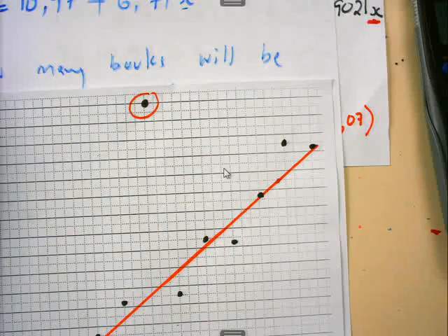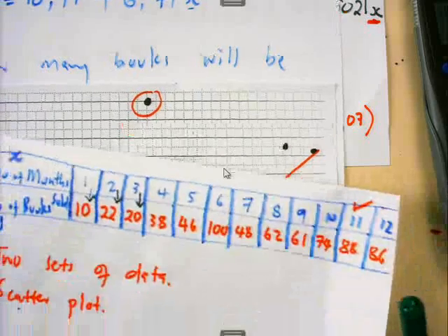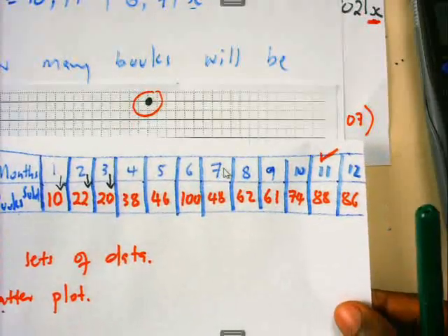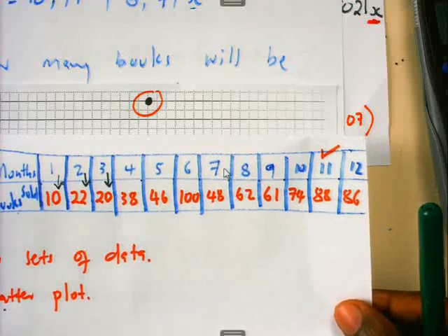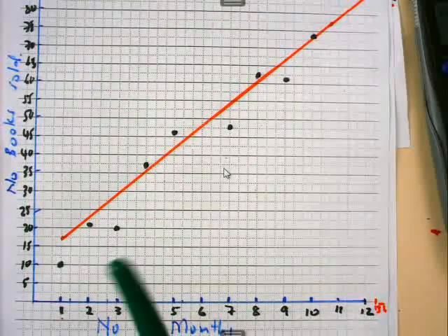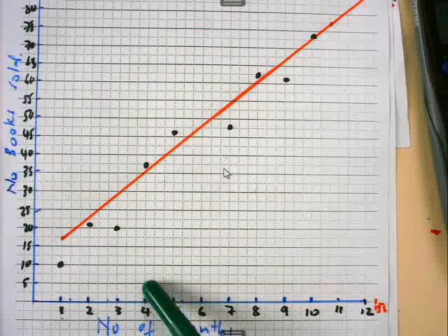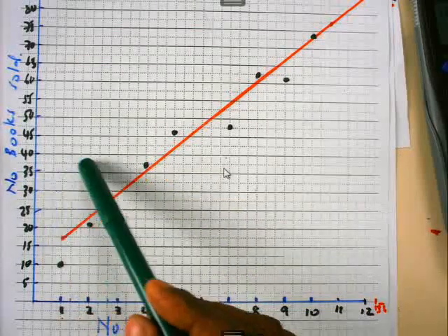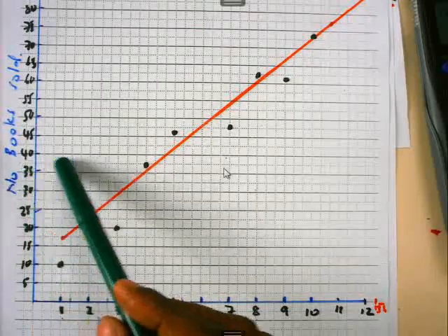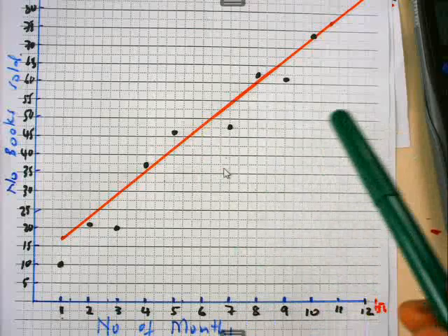It is very important for me that before we go on with many other exercises, we are sure that we understand what we talked about: for the scatter plot, you need to have two sets of data. And once you have two sets of data, you plot your set of data, plotting your points. 4 months goes with how many? 38 books. Can you see that? 38, the 4th month, there it is, and so forth. You plot your set of data.